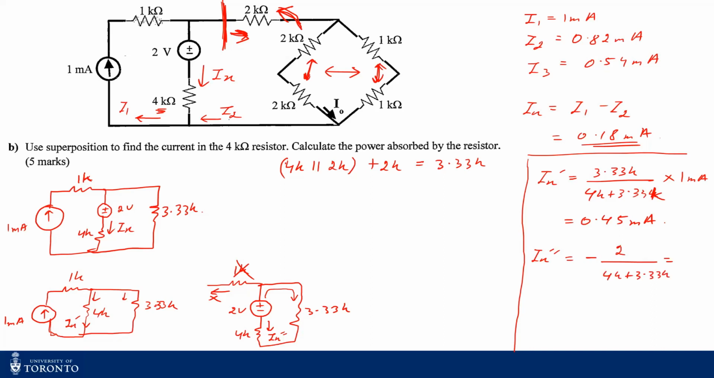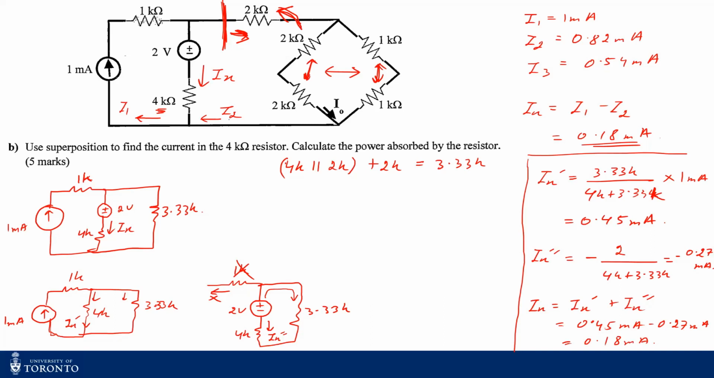Which should be equal to minus 0.27 milliamps, right? So now what's my Ix? It is the contribution of the current source only plus the contribution of the voltage source only, which should be equal to 0.45 milliamps minus 0.27 milliamps, which is equal to 0.18 milliamps, which I already know is going to be the right answer.